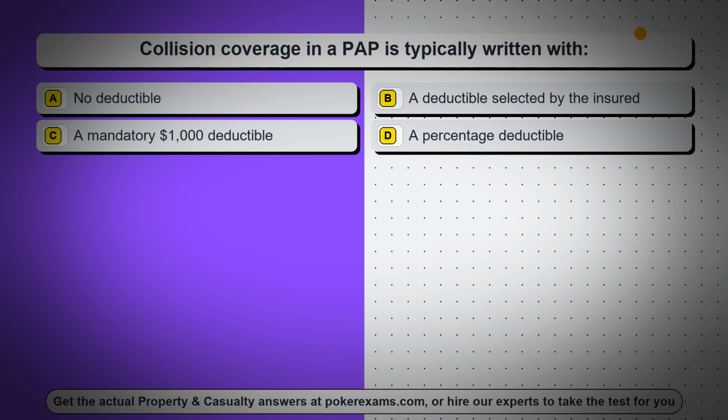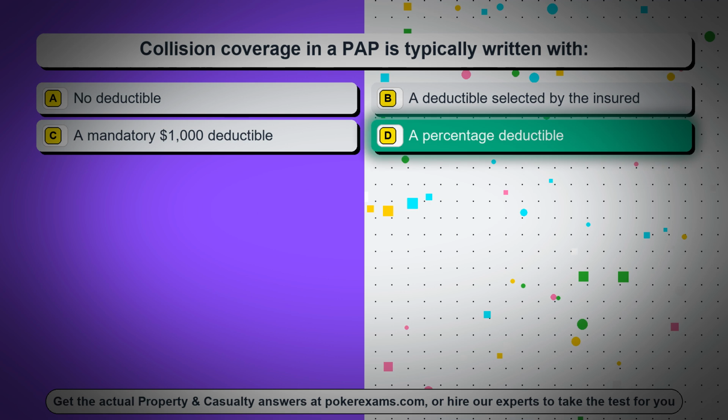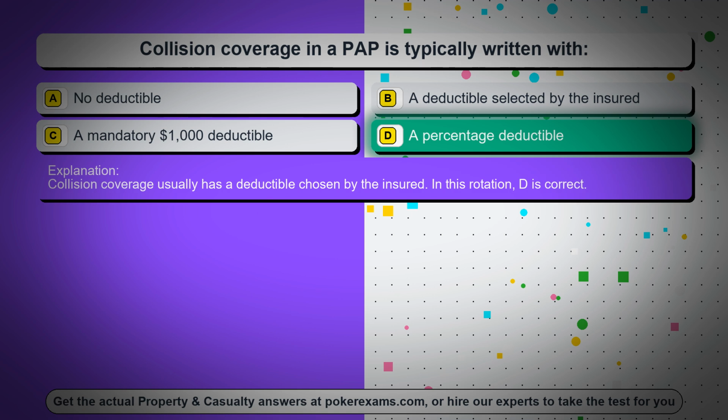Option C, a mandatory $1,000 deductible. Option D, a percentage deductible. The correct answer is option D, a percentage deductible. Collision coverage usually has a deductible chosen by the insured. In this rotation, D is correct.